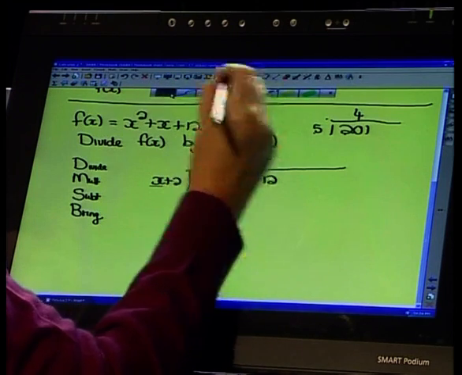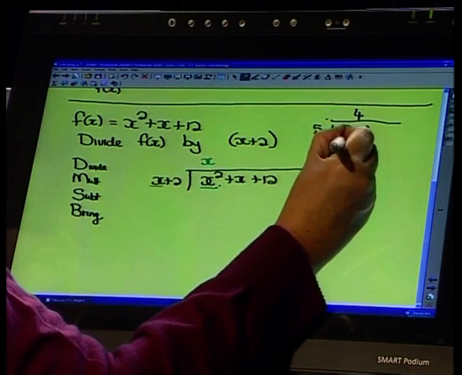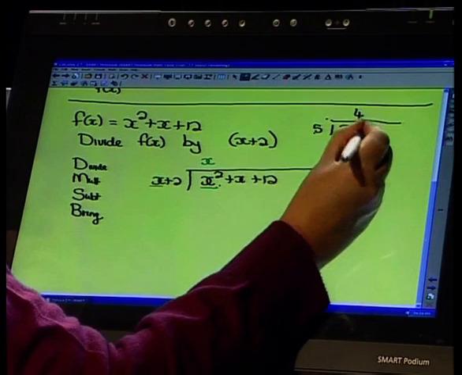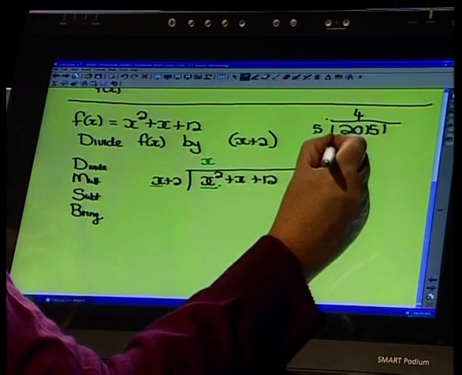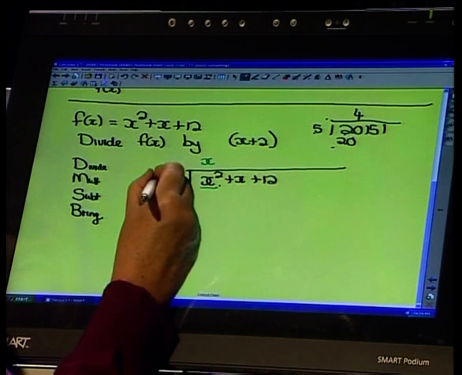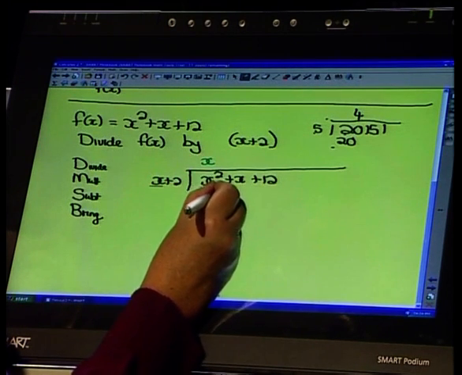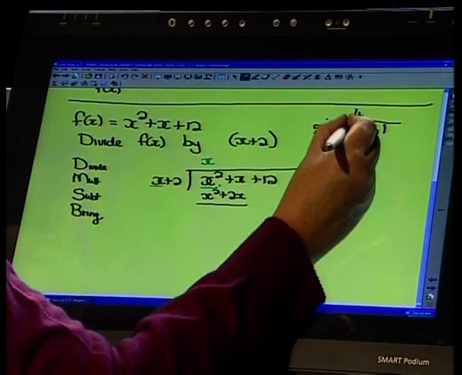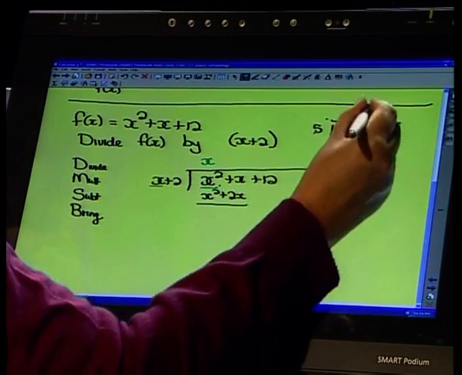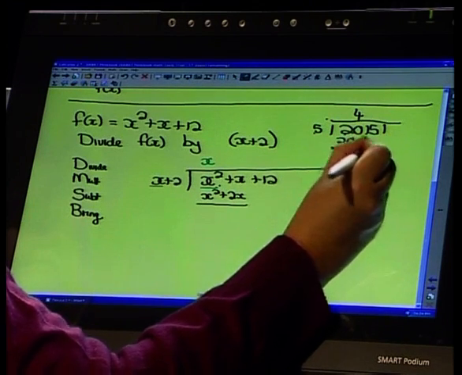Then what did we do? We said, right, 4 times 5 is 20. In fact, let's make the number a bit bigger. So we said 20. Then we would say, right, that times that, so it would be x squared plus 2x. And our next step would be to subtract. So 20 minus 20 falls away, and then we would bring down.